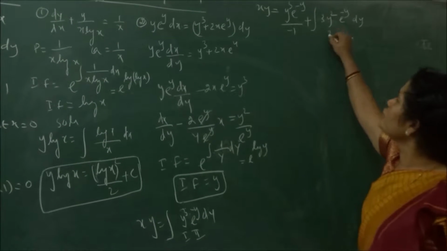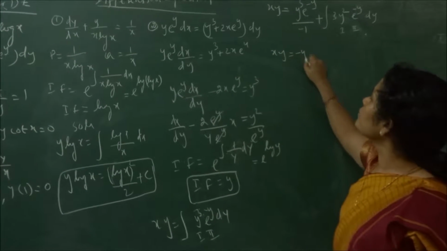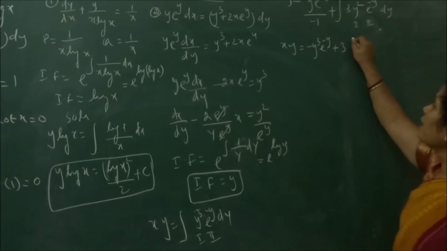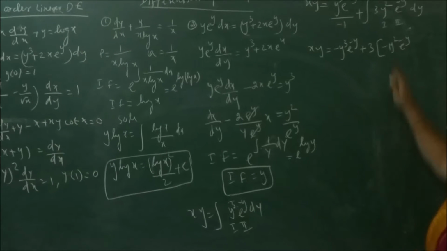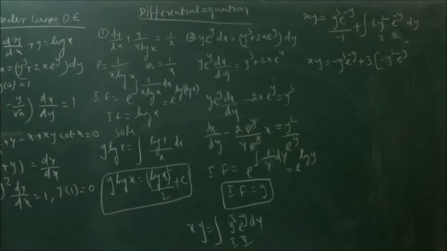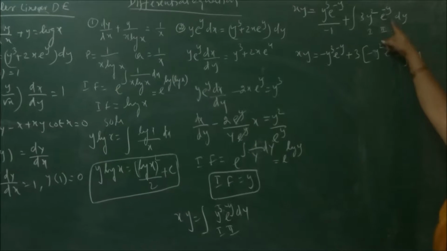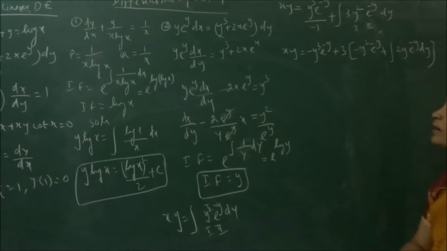Again, this is the first function and this is the second function. If I do this, xy equals minus y cube into e power minus y plus 3 into, now again first function y square into integral of second function, of course minus gets denominator, I am writing in numerator, minus integral differentiation of first function, that is 2y into integral of second function into dy. Again go for by parts, am I correct?